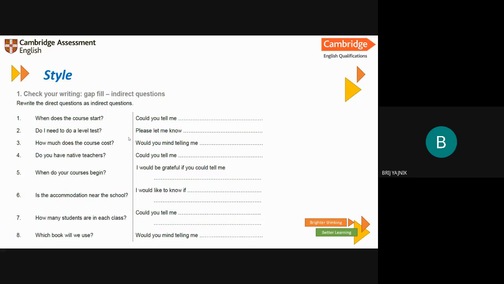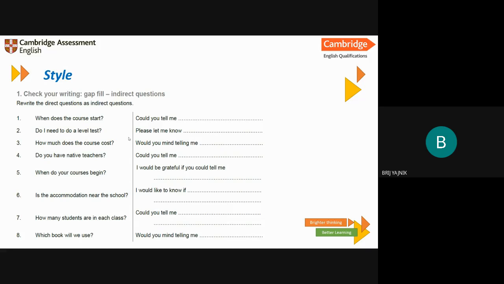Do you have native teachers? Could you tell me? And I think you again need if here. Could you tell me if? I think it's easy. Could you tell me if you have native teachers? Good, good, good. I mean, Ayushi and Sneha, you got it right. Could you tell me if you have native teachers? Yeah, true. You're right. Okay, let's try the fifth one.